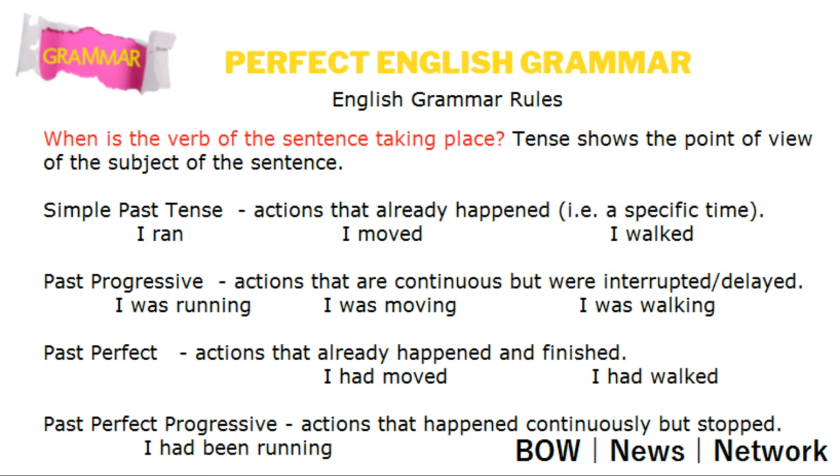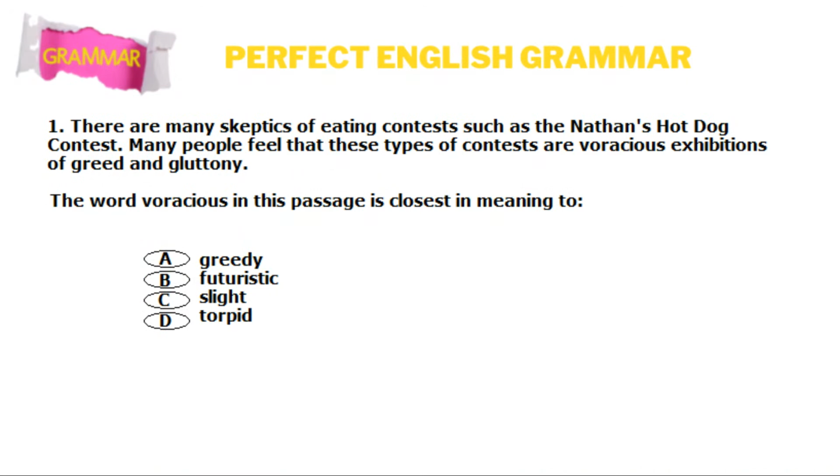And then we have past perfect, which is the tense relating to actions that already happened and finished. I had moved, I had walked. And then we have past perfect progressive. These are actions that have happened continuously and continued to do so, but they're stopped for whatever reason. I had been running. So these are four tenses that we wanted to highlight. We'll continue to highlight different elements of grammar rules as we go into each chapter and go deeper into more of the vocabulary.